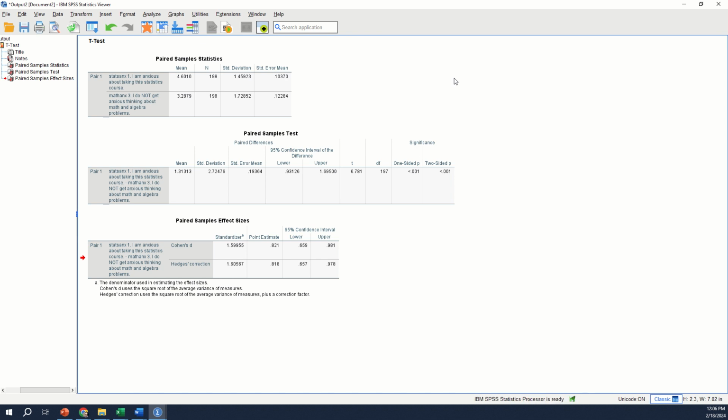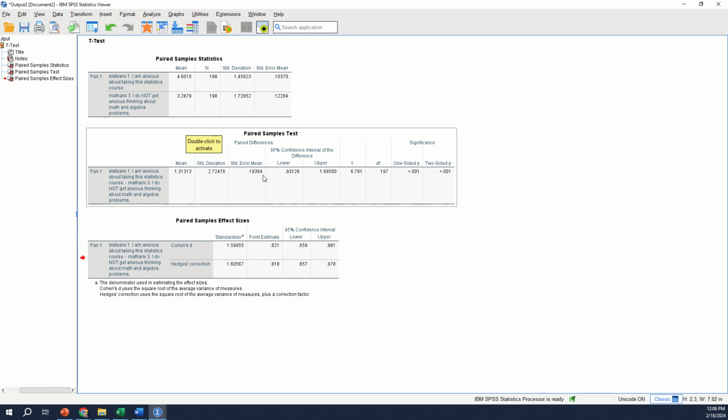In this case, we're looking at the mean difference between stats anxiety and math anxiety, and we find that mean difference down here in the t-test table where it says mean. I know it's confusing that the column says mean, but this is the mean paired difference. So this is 4.6 minus 3.29, which gives us 1.31. That's the mean difference.